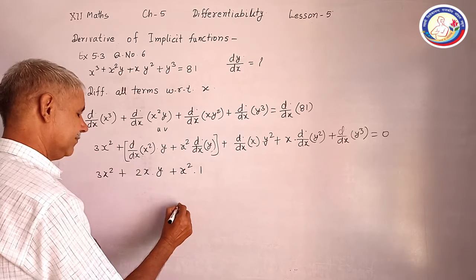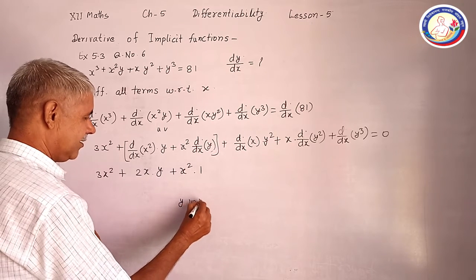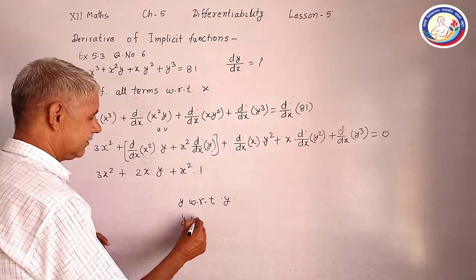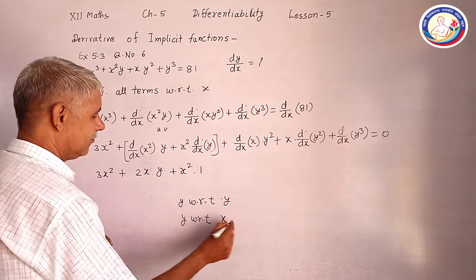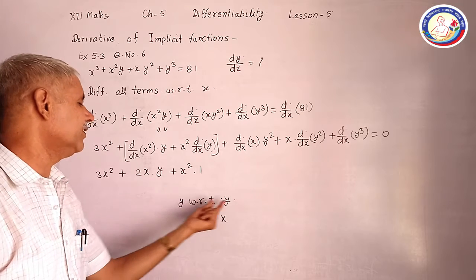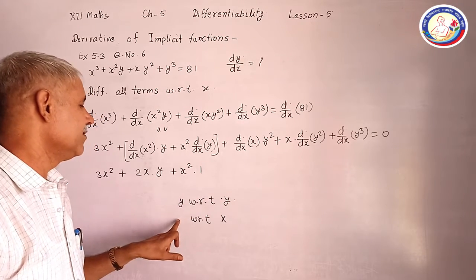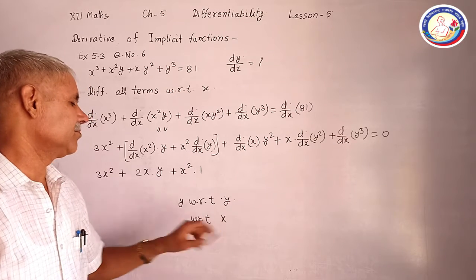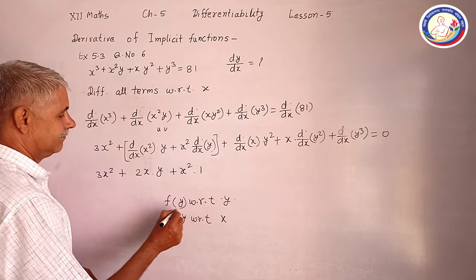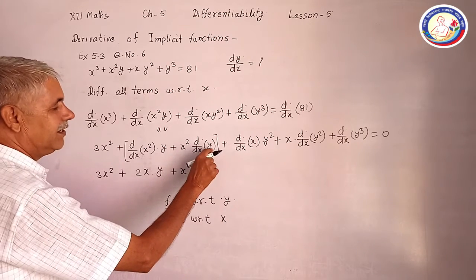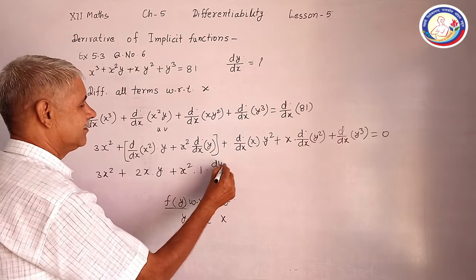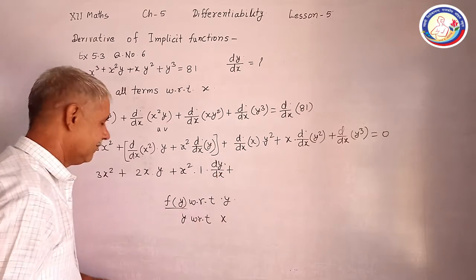First y with respect to y, and then y with respect to x. Not y, but the function with respect to y. First of all, differentiate the function of y with respect to y, and then differentiate y with respect to x. So f of y here is y only, the function is y only, 1, and dy by dx.